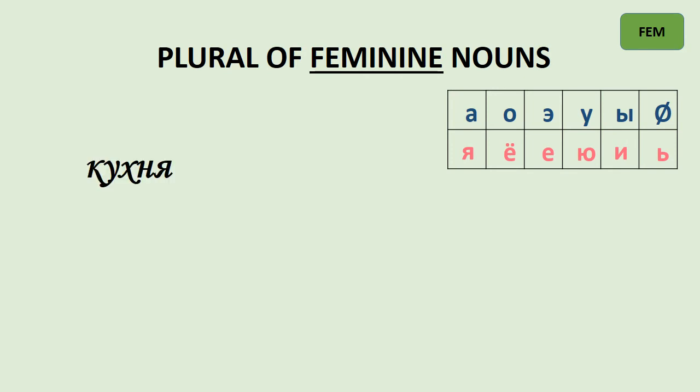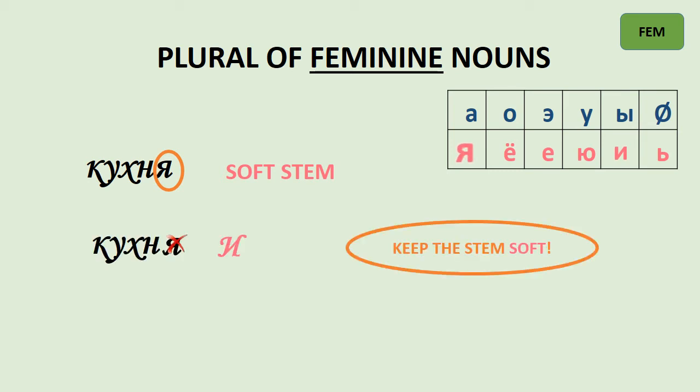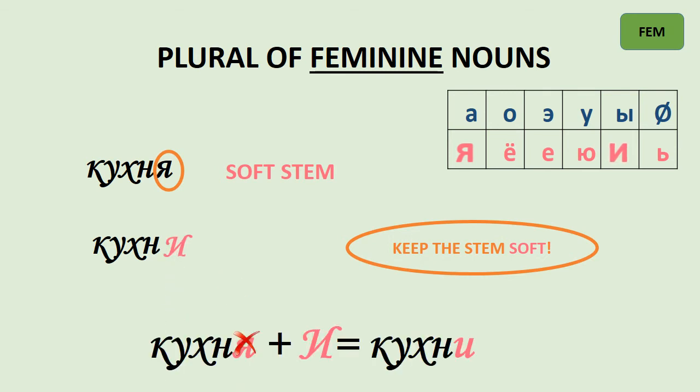Let's look at the word кухня, which means kitchen. It ends in я, so we can say that it has a soft stem. What do we do? We get rid of я and add и, getting кухни. And the stem is still soft. Кухня minus я plus и equals кухни.